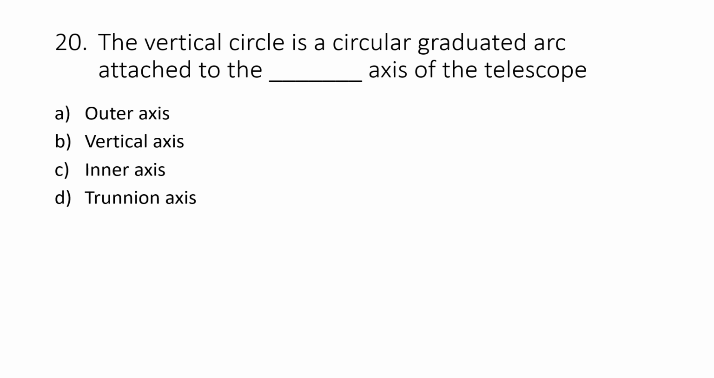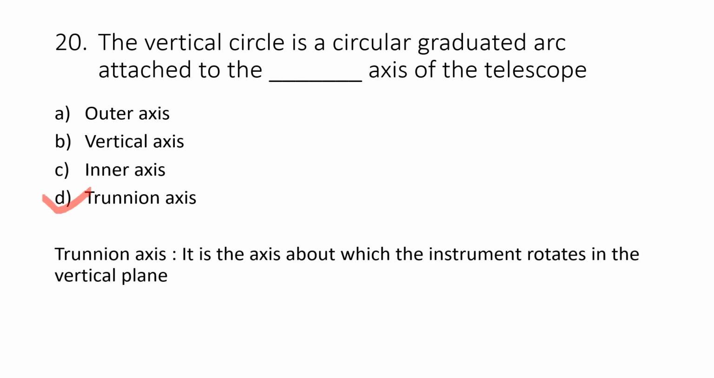Next question. The vertical circle is a circular graduated arc attached to the axis of the telescope. Outer axis, vertical axis, inner axis, and Trunnion axis. The answer is Trunnion axis. Trunnion axis is the axis about which the instrument rotates in vertical plane.